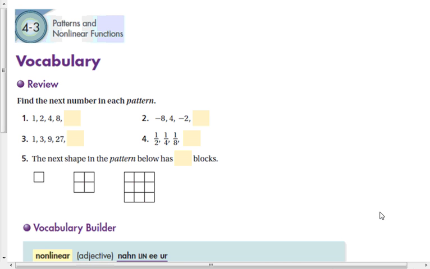Hey students, this is lesson 4.3, patterns and nonlinear functions. In this lesson, we're going to learn how to recognize and start to write equations for nonlinear patterns. All right, go ahead and do the review. I'll check back with you.